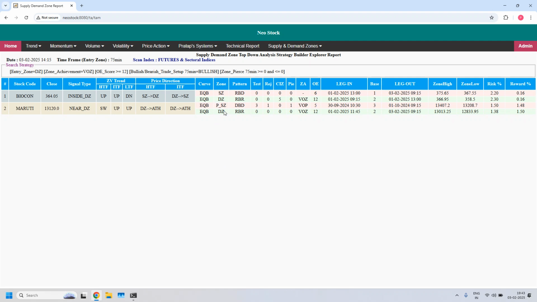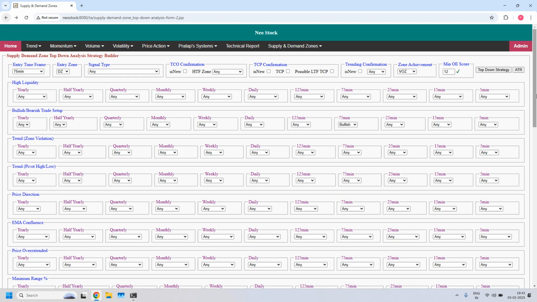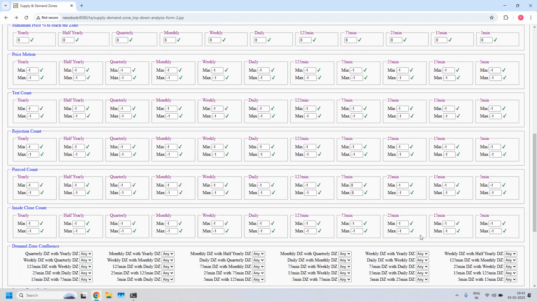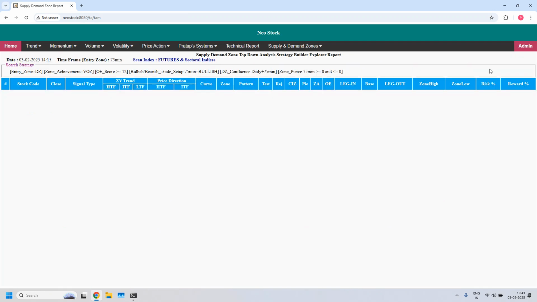Let's verify if any of these two zones are having ITF confluence. In the demand zone confluence, I am enabling the filter 75 minutes demand zone with daily demand zone confluence. None of the stocks. That means we won't be having HTF also. So that means none of the bullish trade setup zones are having any zone confluence.